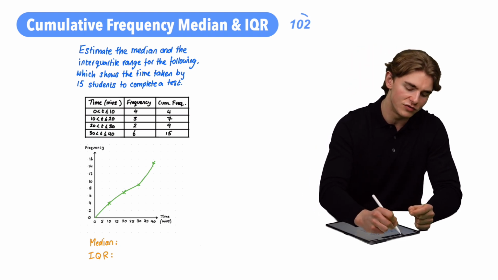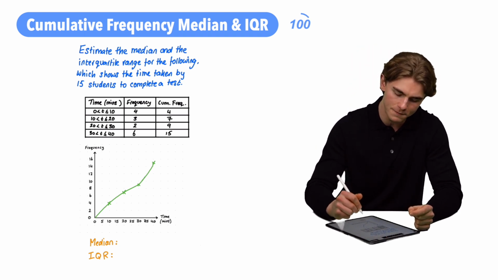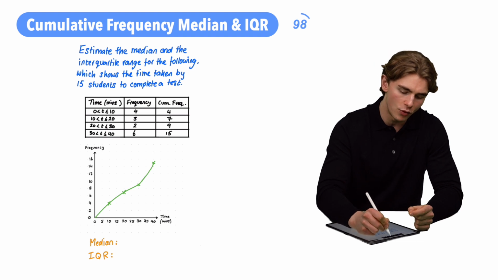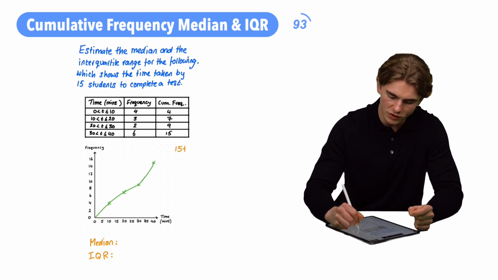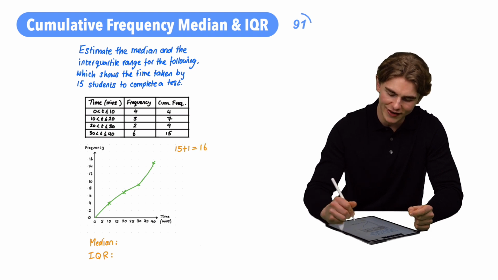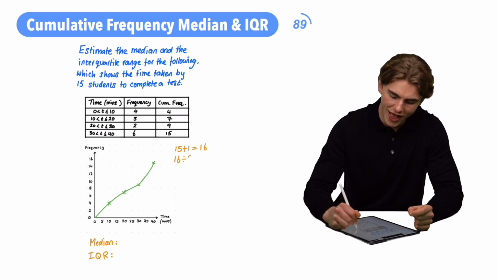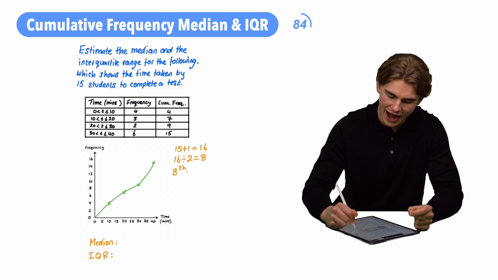Well, what we're going to do is we're going to add 1 to our total frequency. Our total frequency of people, we know we have 15 students, so we're going to do 15 plus 1, which is going to give us 16, and then we're going to divide that by 2. 16 divided by 2, that's going to give us 8. So we know that our 8th value is going to be our median. So how are we going to find our 8th value?